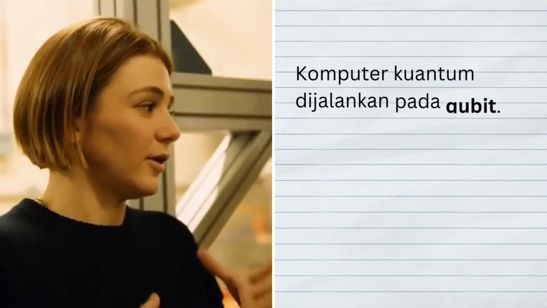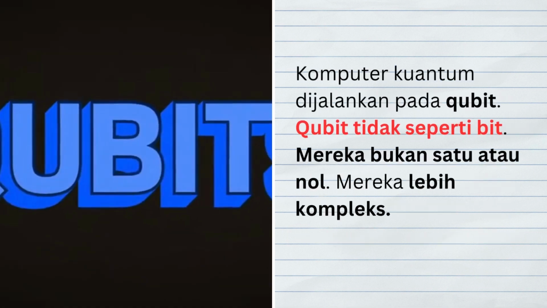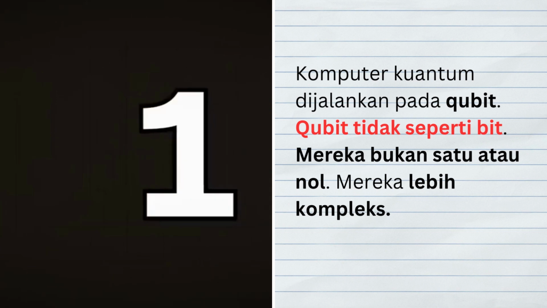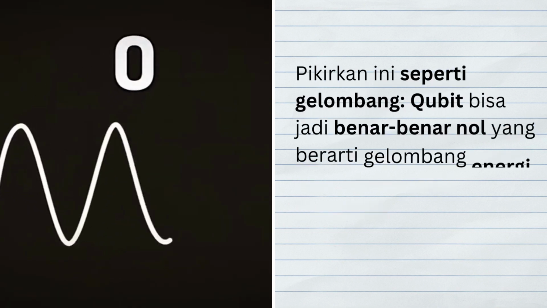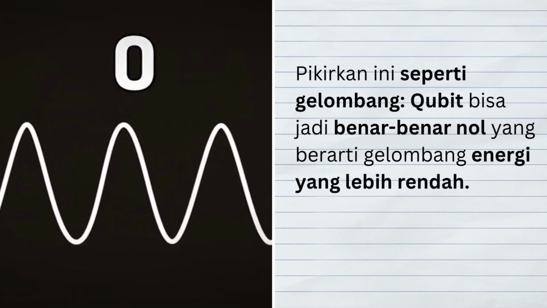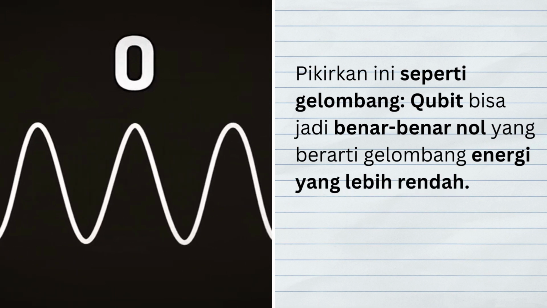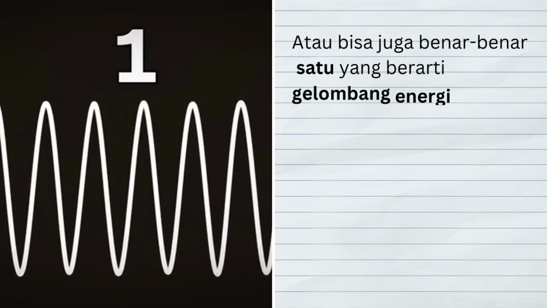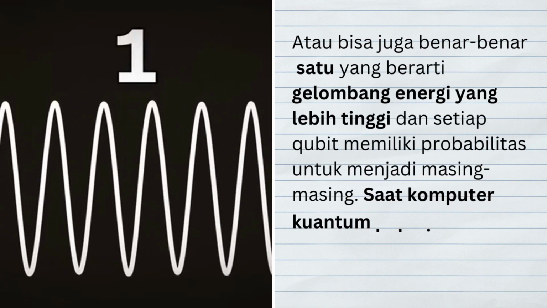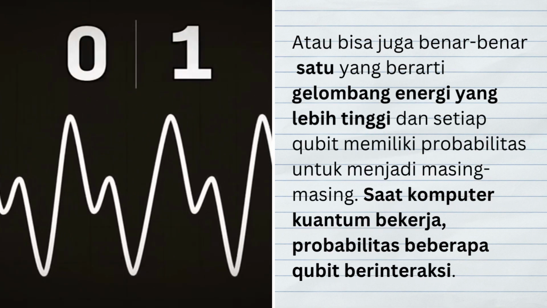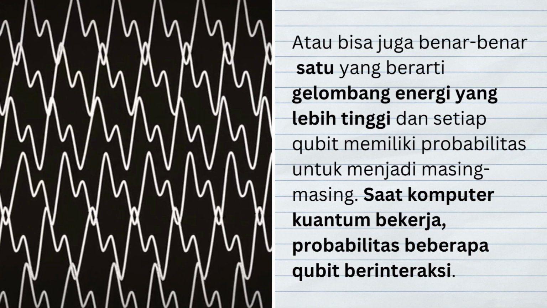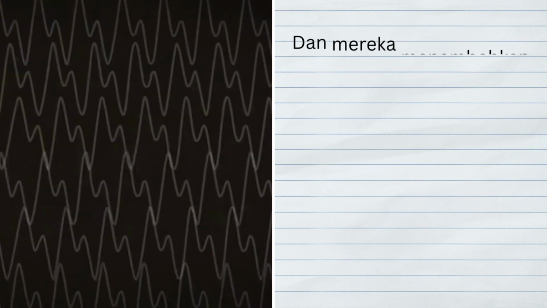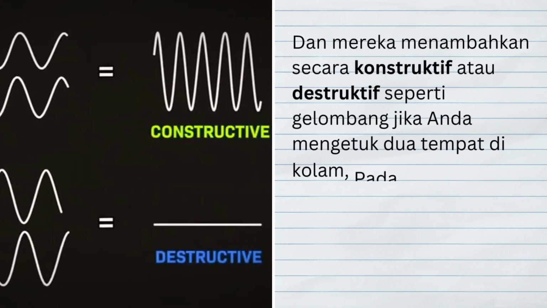A quantum computer is run on qubits. Qubits aren't like bits. They aren't a 1 or a 0. They're more complex. Think of this like a wave. A qubit could be really likely to be 0, which means a lower energy wave, or it could be really likely to be 1, which means a higher energy wave. And each qubit has a probability of being each. When a quantum computer is working, the probabilities of multiple qubits interact, and they add constructively or destructively, just like waves would.